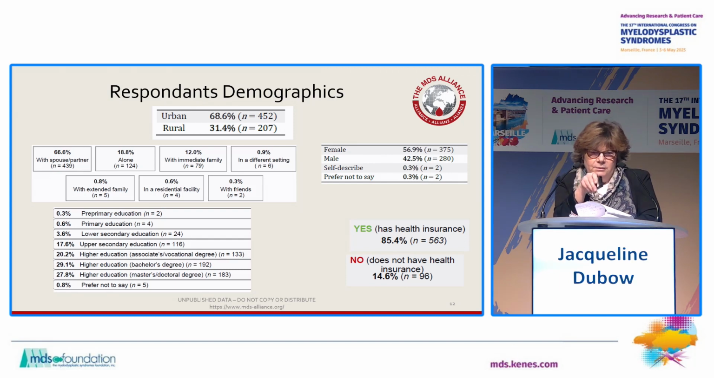Looking at the education level, most of the people had a fairly high level of education. So it means for us, patient associations, that we are good at reaching people with a good level of education, but we are not reaching the people who are the most in need. In terms of health insurance, it was a surprising number. 85% have health insurance and only close to 15% did not. But knowing that most of the respondents were coming from the US, this was an interesting response, but this might be linked to the high level of education of the respondents.